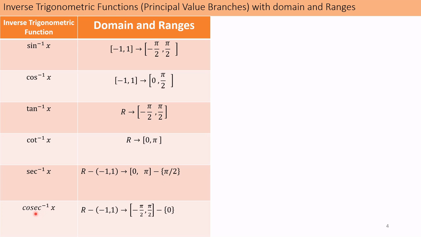And for cosecant inverse x, the domain is all real numbers R minus the interval (-1, 1), and the range is -pi/2 comma pi/2 excluding 0. Please remember all these and practice. In the next slide, we will show the graphs. Graphs are not included in your syllabus, but still, to understand the domain and range of inverse trigonometric functions, it is very essential.